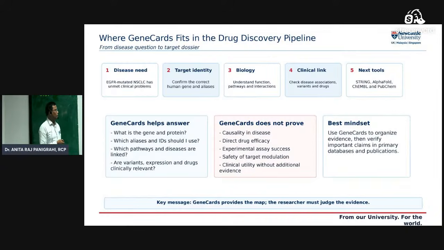The best mindset is to use GeneCards to organize evidence, then verify important claims in primary databases and publications. That means whatever information you get from GeneCards, you need to confirm again with other sources. GeneCards provides the map. The researcher must judge the evidence. Ultimately, you are the key person to judge whether the information in the database is correct or not. Still, it depends upon human intelligence. Next step.